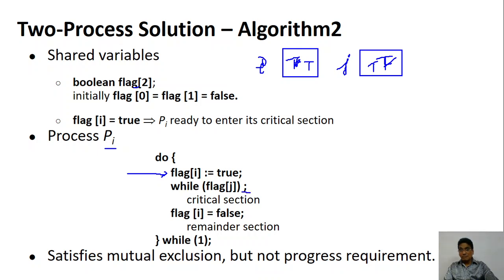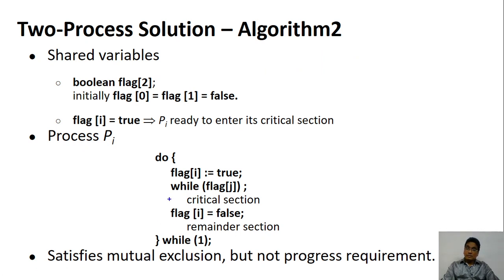Remember, this is a dummy loop. Again, same thing, I is stuck here. I will keep looping until J becomes false. Until J becomes false, I cannot enter the critical section. So even though I has set its flag to true, I will wait until J changes its state to false. Once J makes the state false, this while loop is broken and I can enter the critical section.